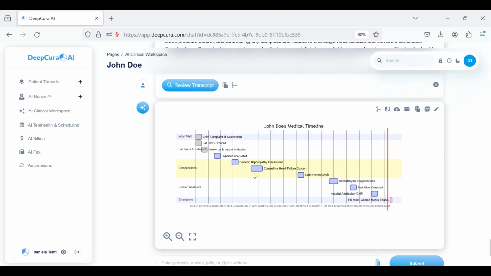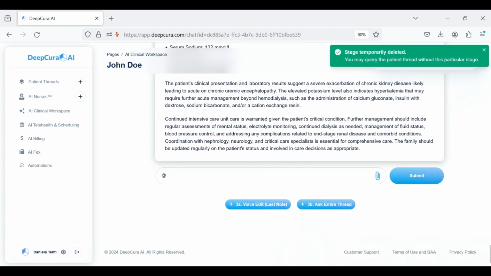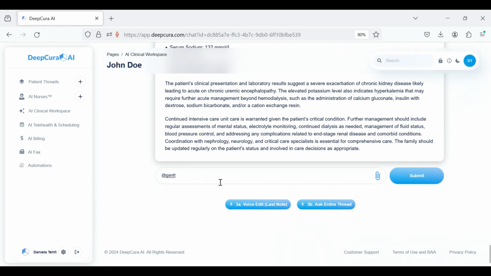So why don't we go ahead and delete this one and submit that again. So I'm going to select Gantt and say detailed Gantt chart based on the given medical records. Focus on the patient's complications. Let's try that and see what it comes up with. And then after this, we're going to go ahead and make a mind map so you can see another kind of visualization that you can have for your patient visits.